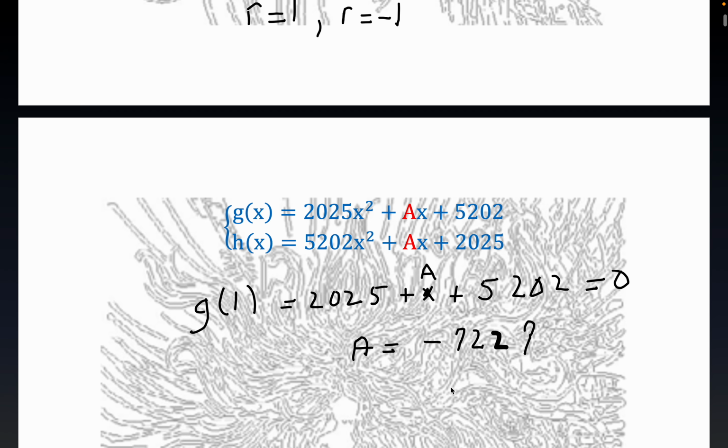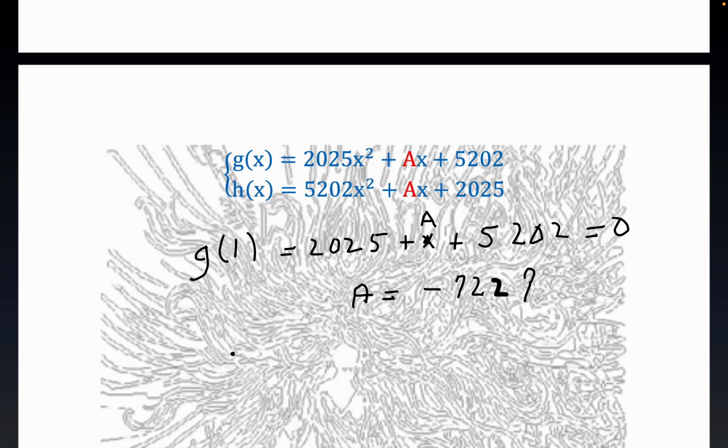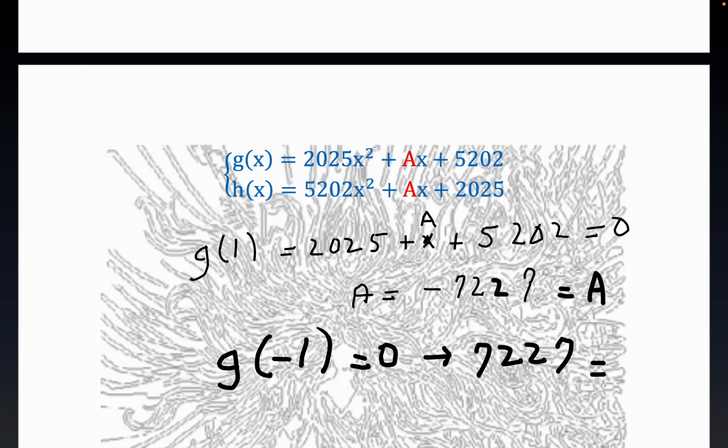Okay. Now, in a similar fashion, I won't go through the tedium for you, but it's in a symmetrical sort of fashion. G at -1 equals 0, right? And if you go through the similar thing, you can see that A is just equal to plus 7227, right? Okay. This is also a candidate A, or it is an A, right? So these are our two A's right here.